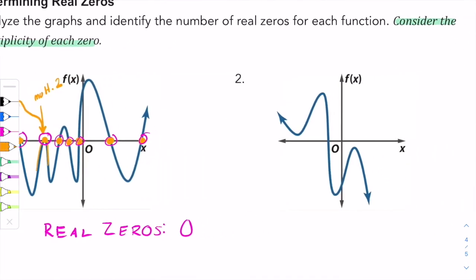And then for number 2, very, very easy. This graph only crosses once. So we would say that the real zeros is 1. I'll put a note at the top of this. Count the number of times the graph crosses the x-axis, or count the number of x-intercepts.